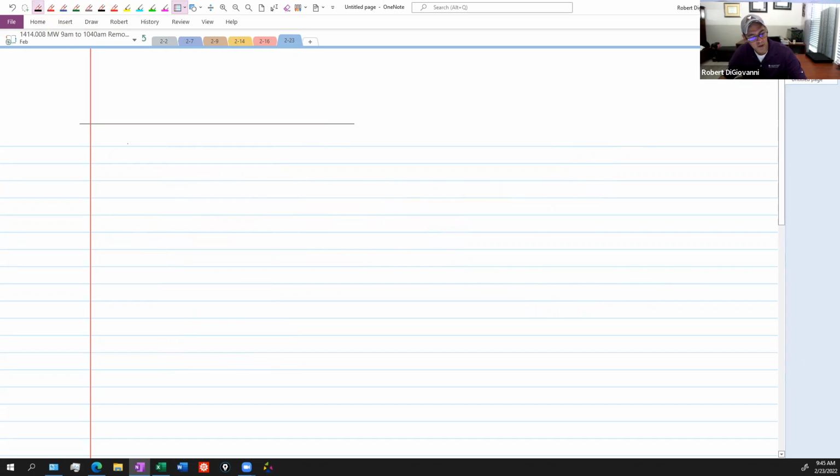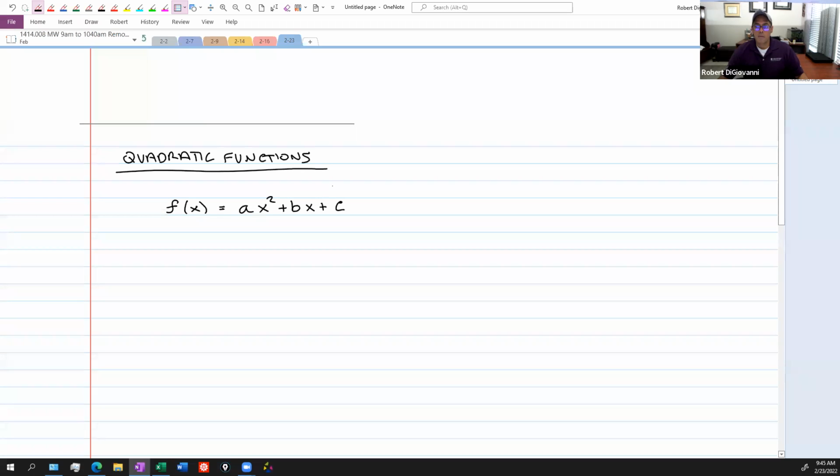So quadratic functions, let me define what they are. Quadratic functions are any functions that look like this: ax squared plus bx plus c. Here, when I write it this way, a, b, and c are just numbers.